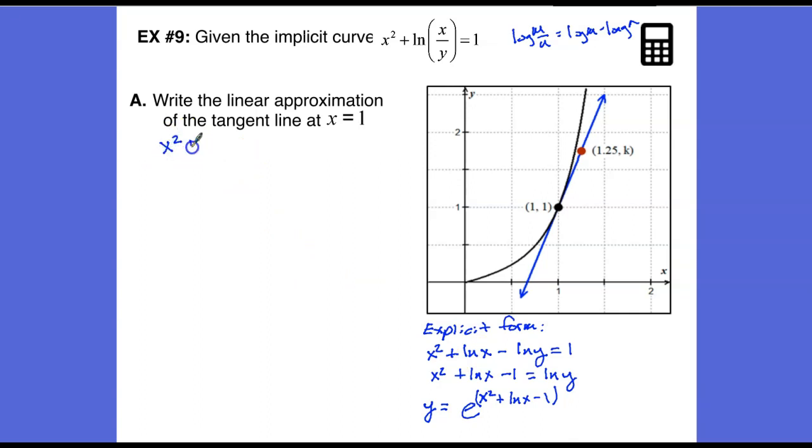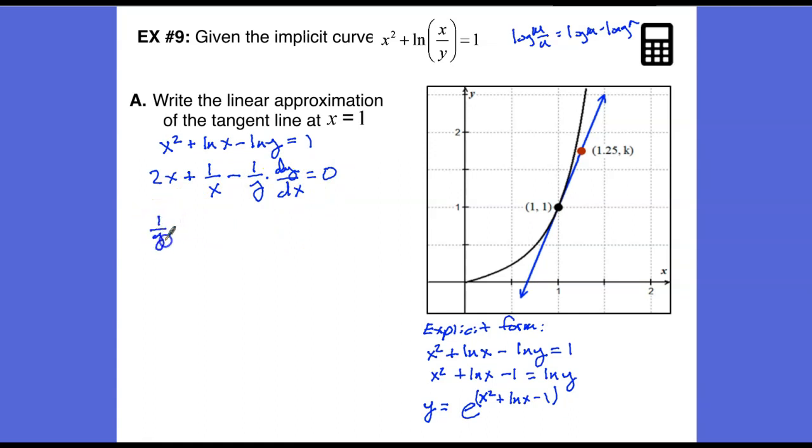So x squared plus natural log of x minus natural log of y equals 1. So we're going to use implicit differentiation, and this gives us 2x, dx is just 1, plus the derivative of natural log x, which is just 1 over x, minus the derivative of natural log y, which is 1 over y, but don't forget, we have to multiply by dy/dx, equals, and the derivative of 1 is 0.